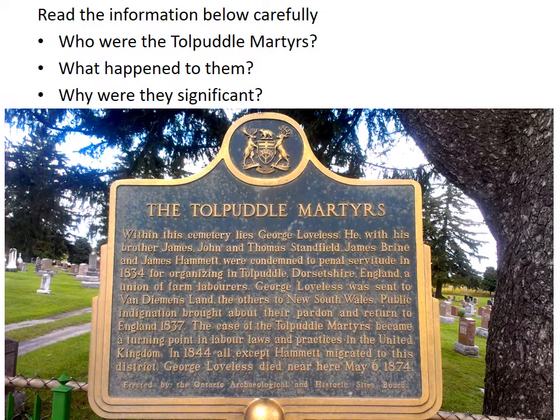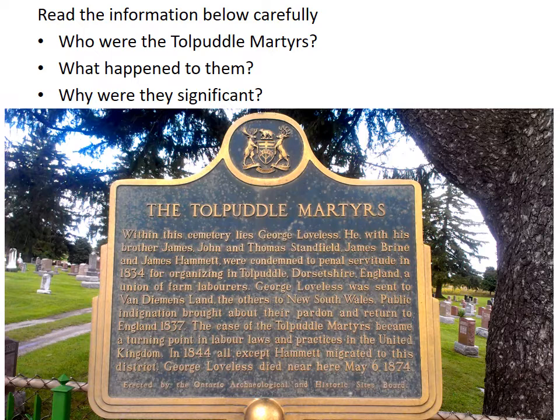So let's have a look at the plaque in the picture. It says, read the information below carefully. Within this cemetery lies George Lovelace. He, with his brother James, John and Thomas Stanfield, James Bryan and James Hammett, were condemned to penal servitude in 1834. So penal servitude means punishment for organising in Tolpuddle, Dorsetshire, England, a union of farm labourers. George Lovelace was sent to Van Diemen's Land, which you would know as Tasmania, and the others were sent to New South Wales, which of course is a province in Australia.